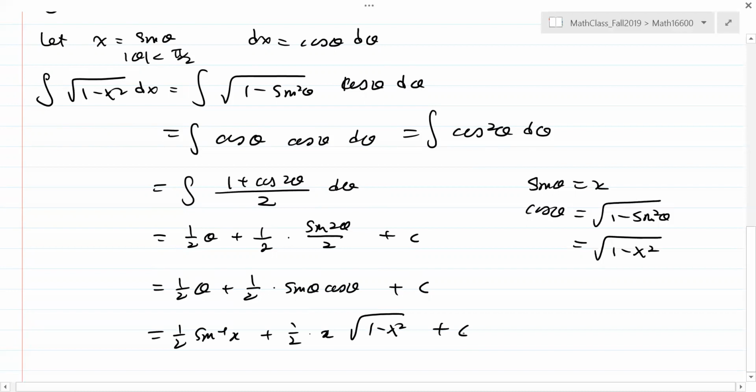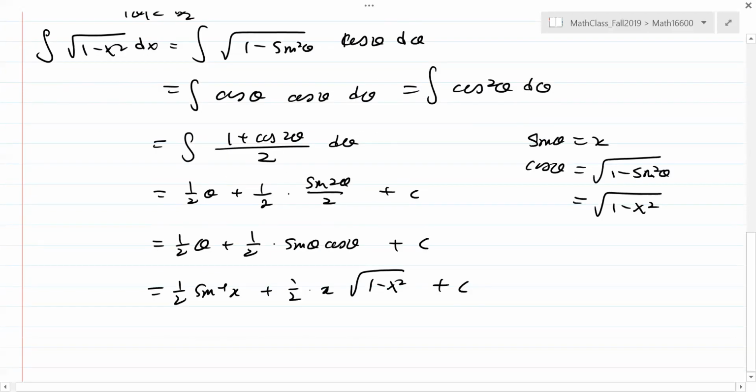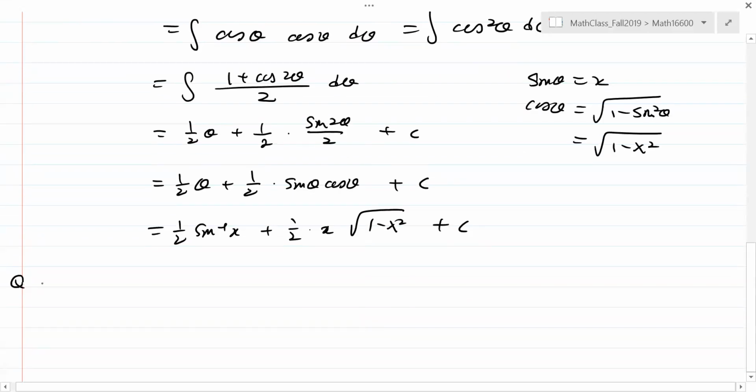Okay, so this is a good example, right? Let's do it step by step. So I'm going to put another x here. Let's go back to this. Okay, so I put x here. How do you evaluate this integral?